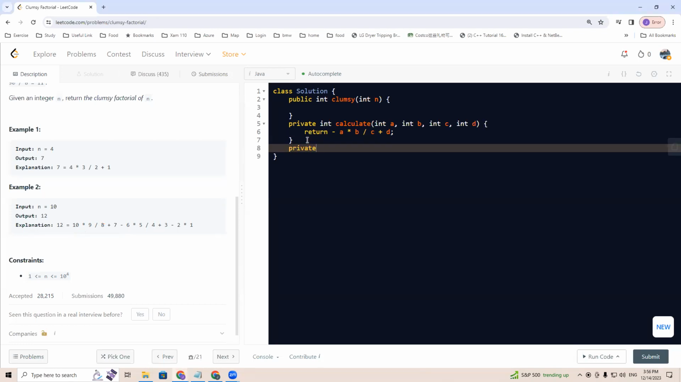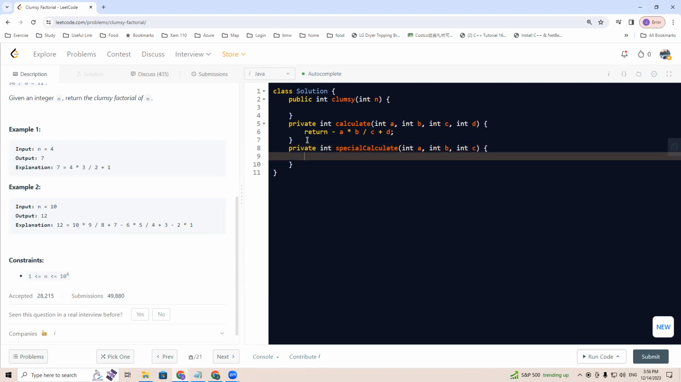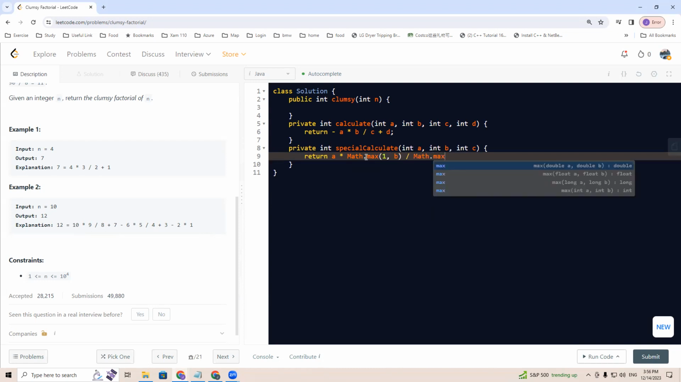We're going to have a private int special calculate. Let's have 3 values, int a, int b, int c. What we do is return a multiplied by b divided by c. In order to handle the last situation, because this can only have 2 values, if it is smaller than or equal to 0, we just set it as 1. So let's do Math.max(1, b) divided by Math.max(1, c), right?